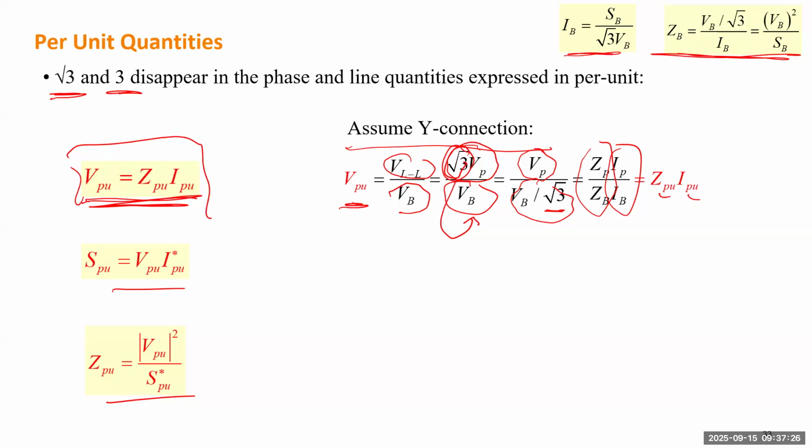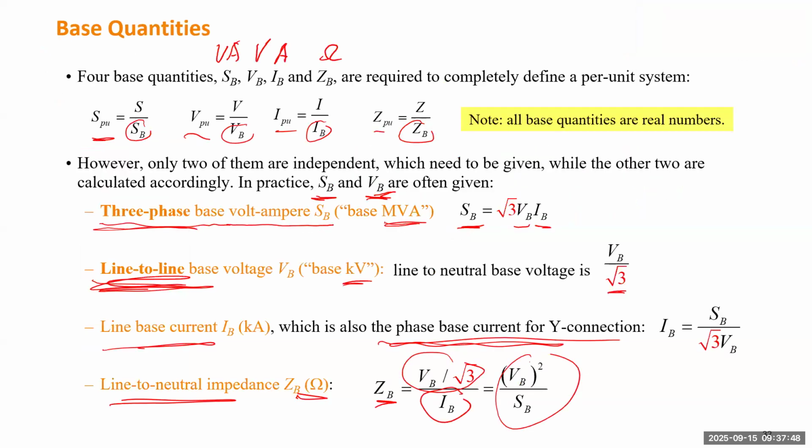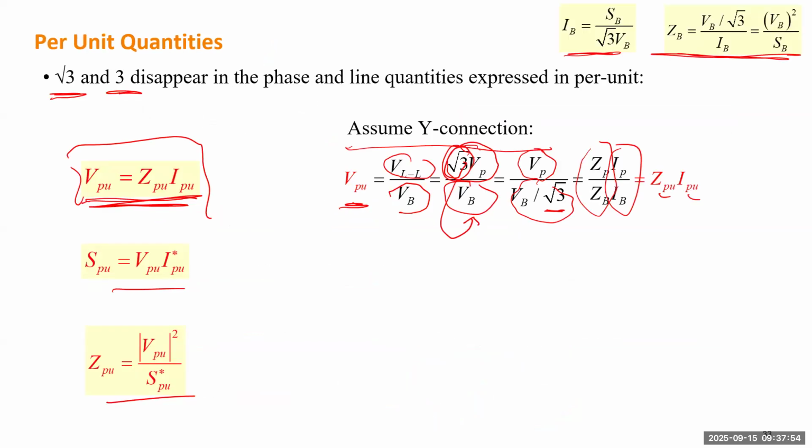You just need to make sure that when you calculate the per unit value, you use line-to-line voltage as the base value, three-phase power as the power base value, the line current as the base value, and the line-to-neutral impedance as the base value. If you define those four base values and then calculate the per unit value, then those formulas will be correct.